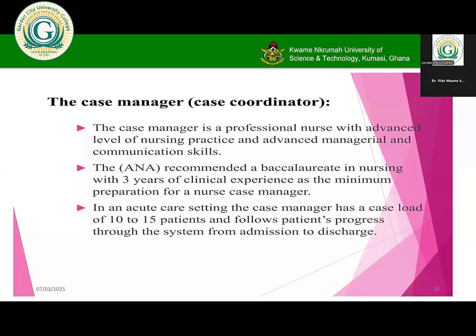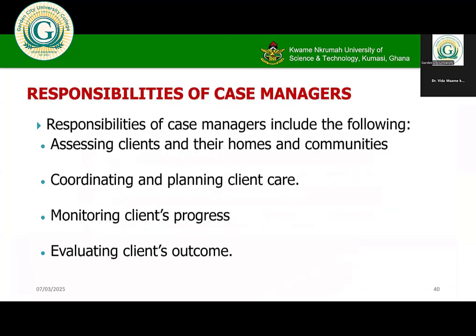As I said, in an acute care setting, the case manager has a caseload of about 10 to 15 patients and follows the patients' progress through the system from admission to discharge. That's the case manager's work. The case manager is responsible for assessing clients and their homes and communities, coordinating and planning client care, monitoring clients' progress, and evaluating client outcomes.